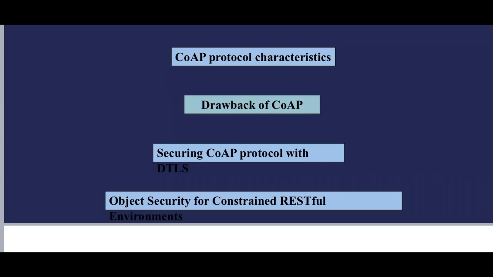Another security method is Object Security for Constrained RESTful Environments, which is called OSCORE, a new universal solution which offers end-to-end protection for CoAP transactions on the application layer. It's a better choice for security in the CoAP protocol than DTLS. OSCORE's effectiveness at protecting and decoding messages is superior to DTLS, using HMAC and authenticated encryption with associated data.